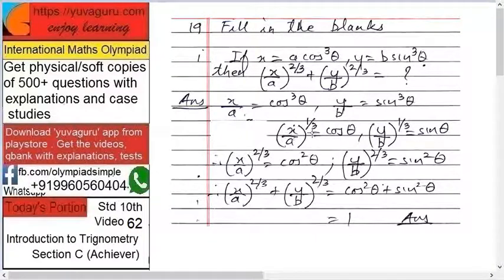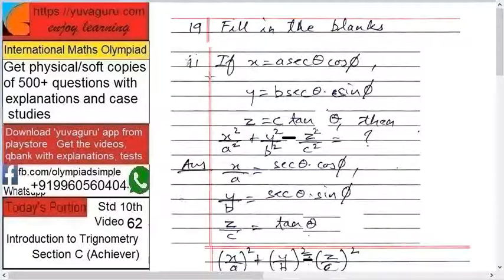Okay, now square them. X upon a raised to 2 by 3 equals cos square theta. Y upon b raised to 2 by 3 equals sin square theta. Now add them as given in the question. So what we get, cos square theta plus sin square theta, that is equal to 1. So that's the answer. Next, fill in the blanks.